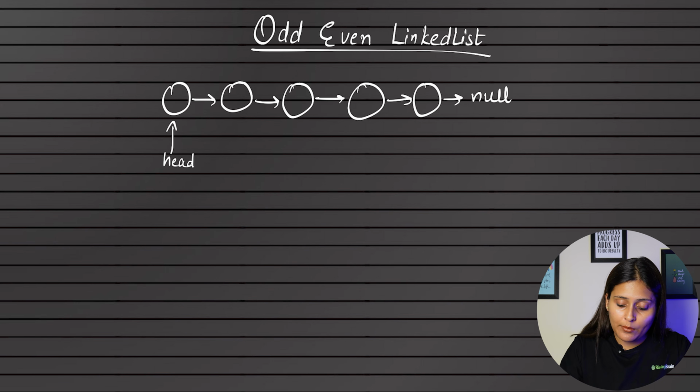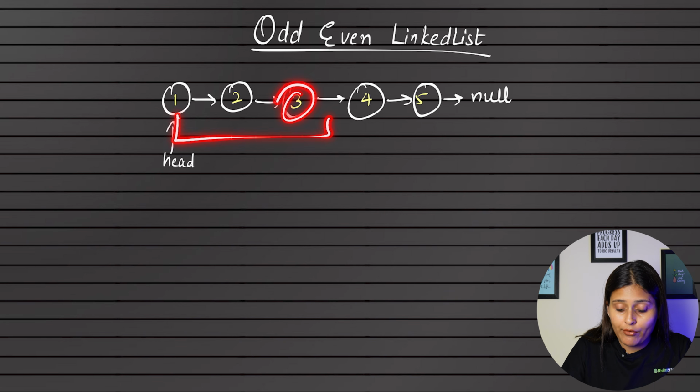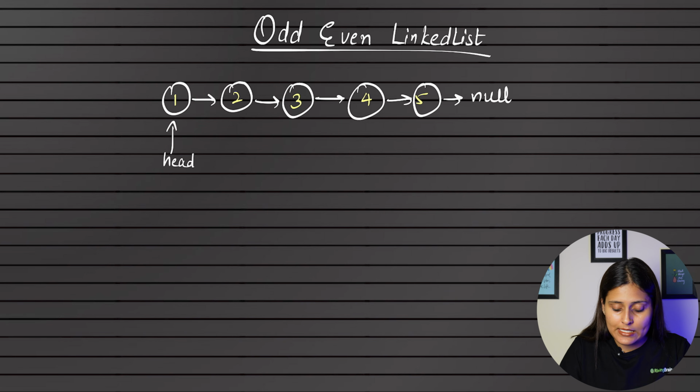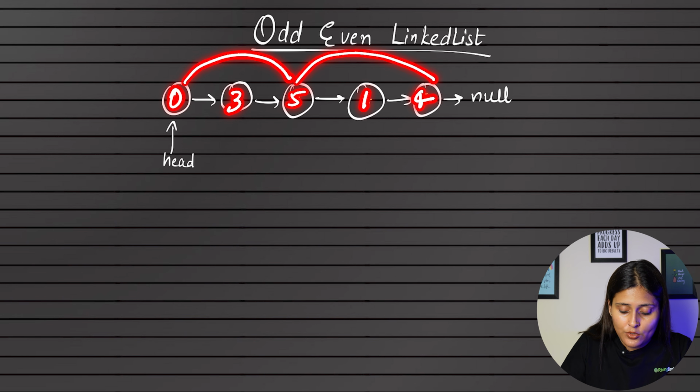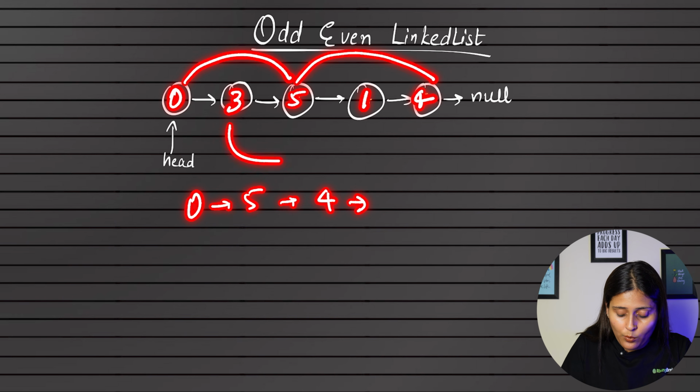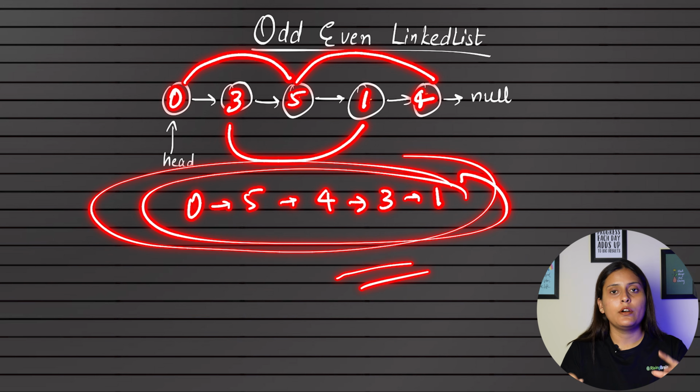Okay, so now let's come here. As the question says, we will be having different values 1, 2, 3, 4, 5. Remember, we do not need to connect on the basis of values but on indices. So values might be 0, 3, 5, 1, 4. But still you have to connect this together. So it will be 0, 5, 4, and then 3 and 1. So 3 and 1. Correct? So this is how we have to return.